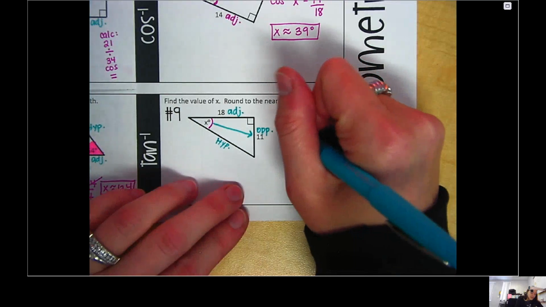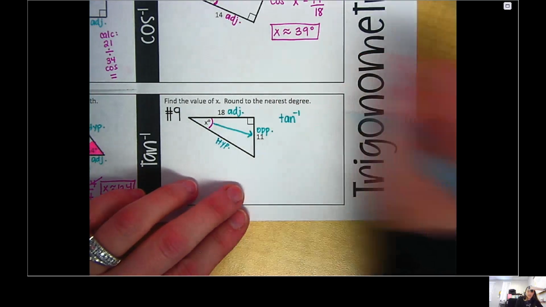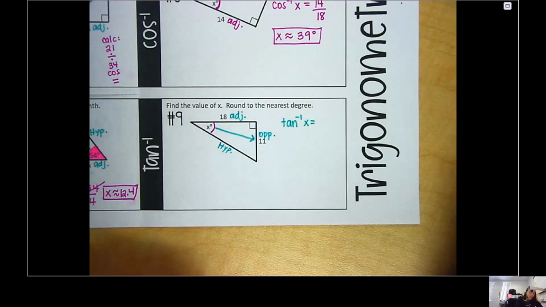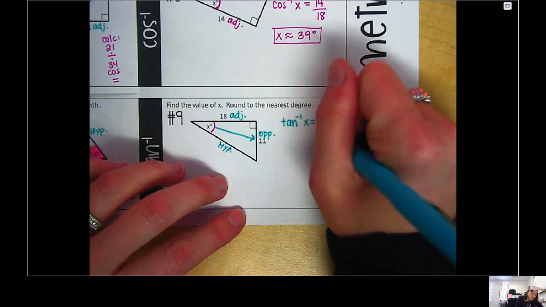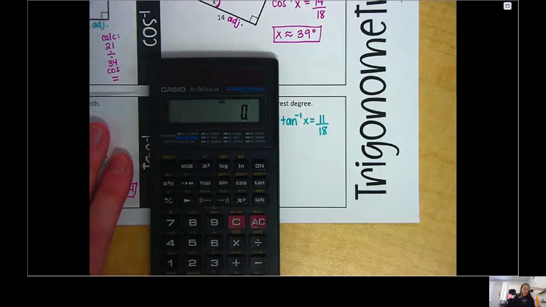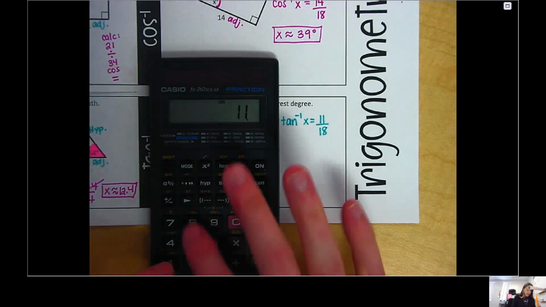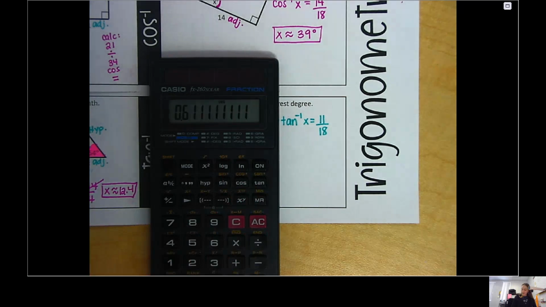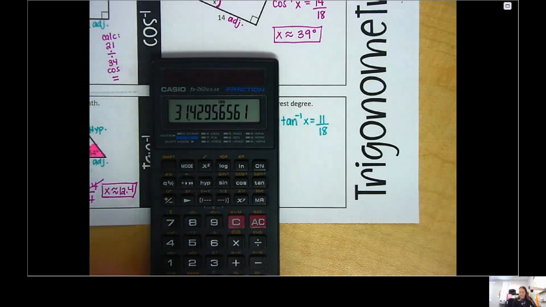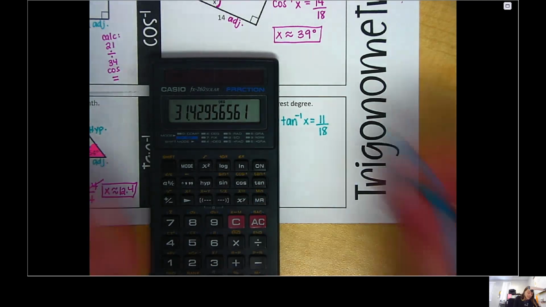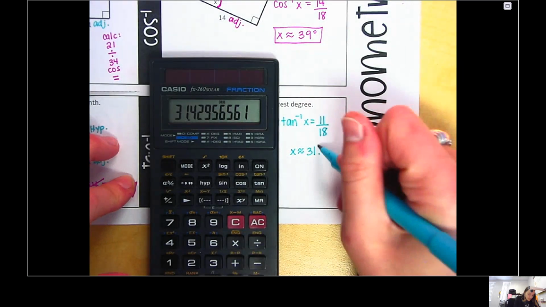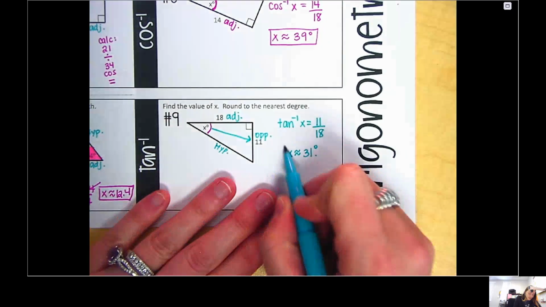Okay, so this one, since I'm trying to find an angle, I'm using the inverse. And to find tangent, it's TOA, so it's opposite over adjacent. 11 over 18. Okay. So again, we put in our calculators, 11 divided by 18 equals, we get 0.6, and then I push shift, tangent, I get x is approximately 31 degrees.